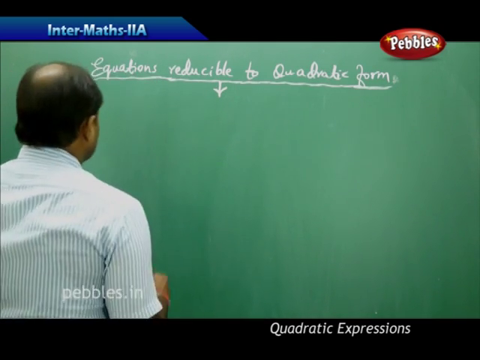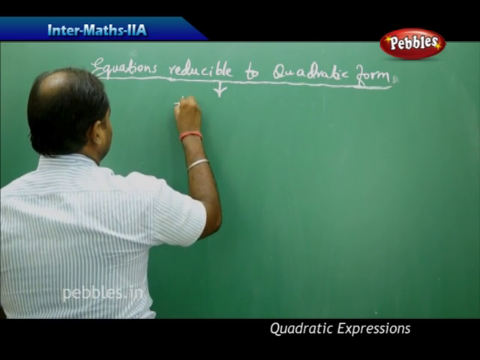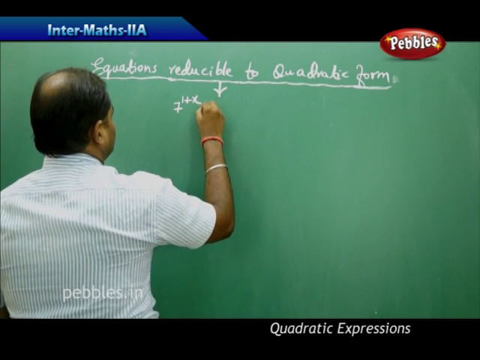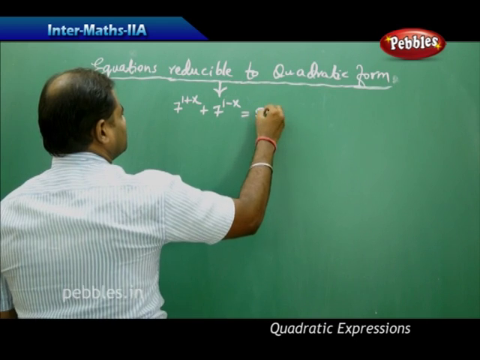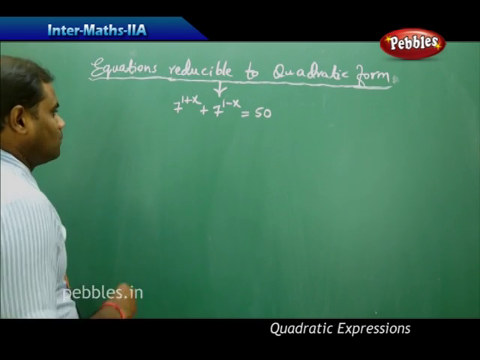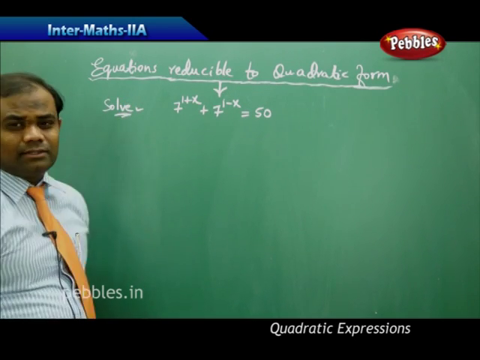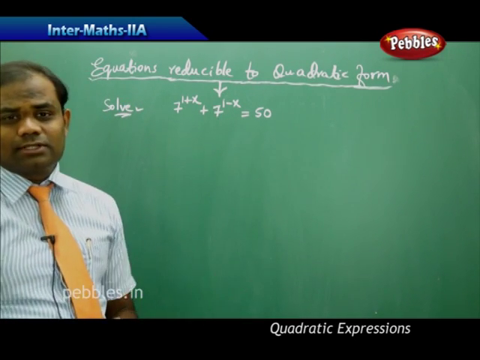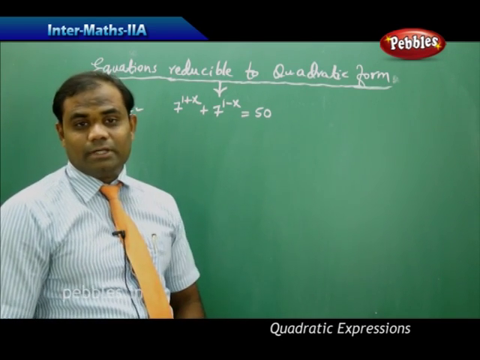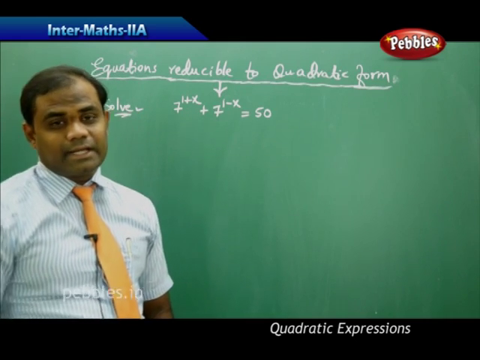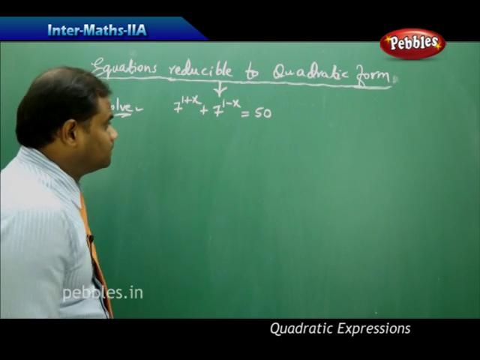To start with an example problem, say I want to solve 7 power 1 plus x plus 7 power 1 minus x is equal to 50. Then I clearly see that this is not in the quadratic form, and therefore factorizing this would not be an easy task. So let's attempt to see if I can reduce the given equation into the quadratic form.